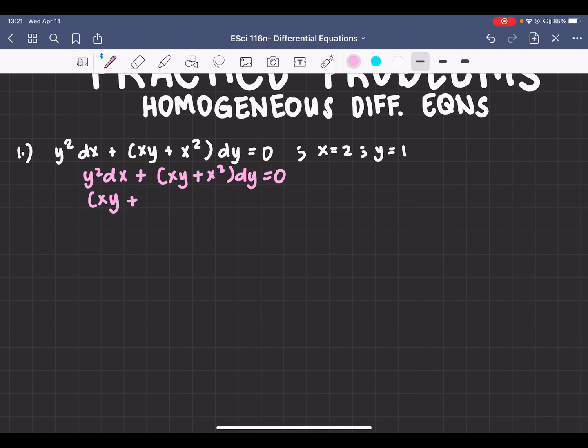So what is left is the quantity xy plus x squared times dy is equal to negative y squared dx, and then we can divide both sides by dx as well as divide both sides by xy plus x squared. Now we have dy over dx is equal to negative y squared all over xy plus x squared.